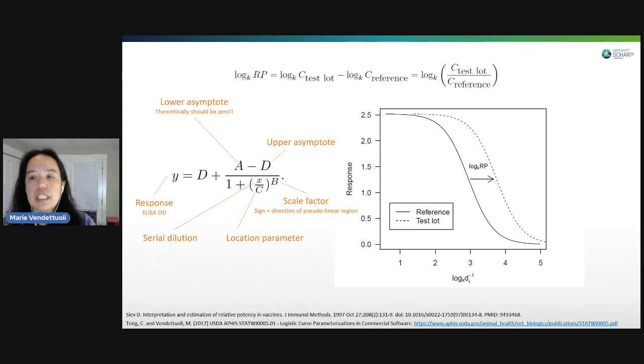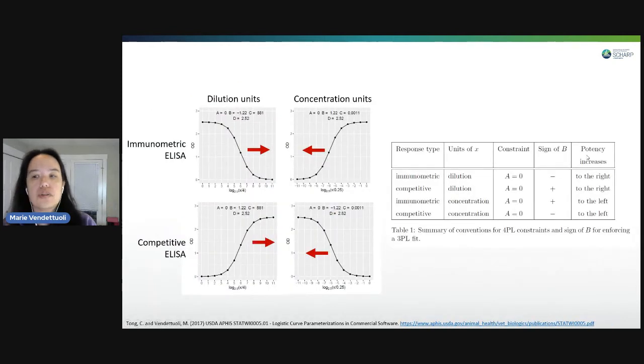Of note is that in this scenario, the sign of the scale factor corresponds to the direction of the pseudolinear region. We also expect that the theoretical value of the lower asymptote is 0 because we expect that the response is non-existent with increasing dilution. This is a simplification of 4PL down to the 3PL modeling. But this is not the whole story.